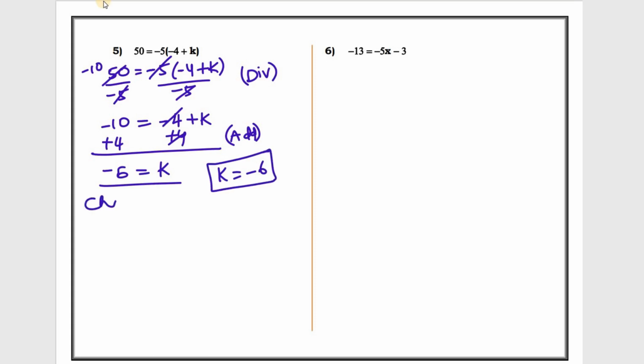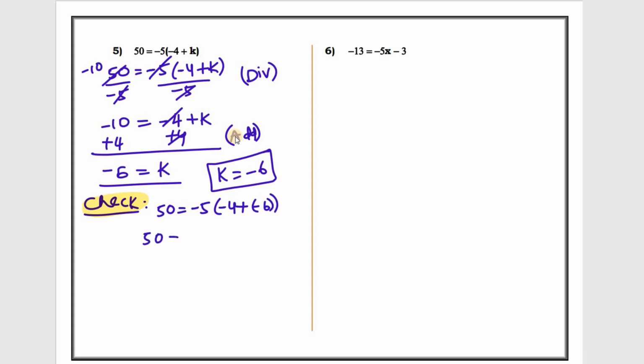Let's check the solution. As the question mentions, check the solution. So let's check it out. So 50 is equal to minus 5 times minus 4 plus minus 6, that is minus k.